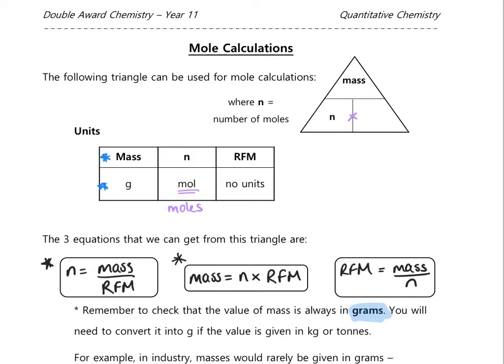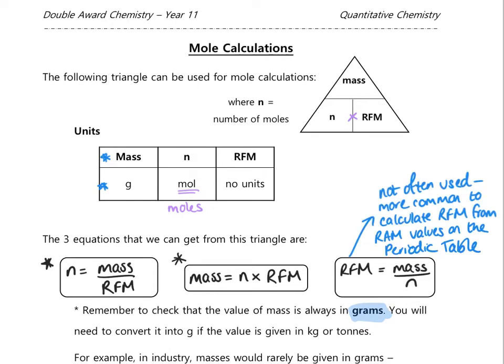But more commonly, we calculate RFM from our relative atomic mass values on the periodic table. So we'll make a quick note of that now. We more commonly calculate RFM from the relative atomic masses on the periodic table rather than using this equation. So if you want to make a quick note of that in your notes, this equation is not often used. It's actually only really used if we don't know what the substance is, if we don't actually know what the formula of the substance is, and you'll see that later on in your questions. But generally, if you're asked to calculate the RFM of a substance, you do it from the relative atomic mass values.